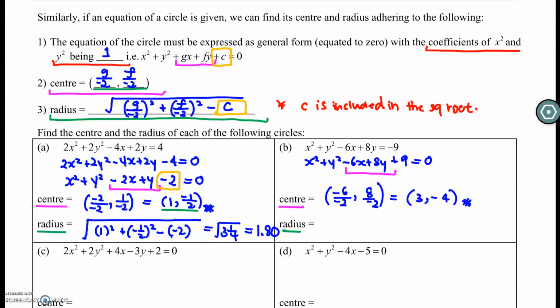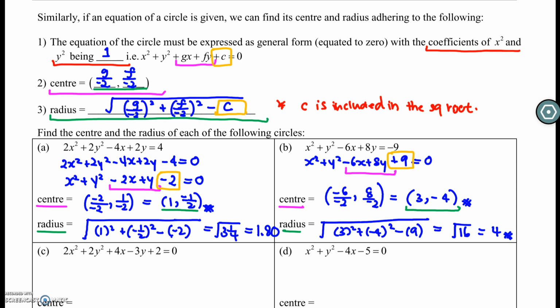To determine the radius, we can look at the center of the circle as well as the constant term. So the constant term in this case is positive 9. So radius would be square root of 3 squared plus negative 4 squared minus positive 9, which is equal to square root 16, which is exactly 4.